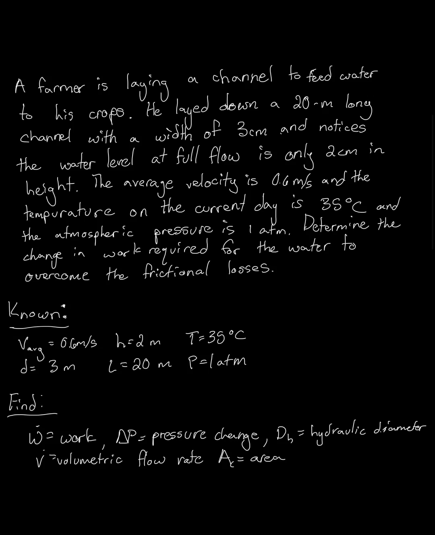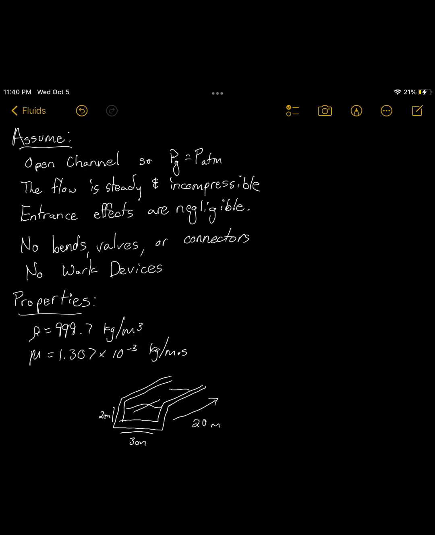So what we know is the velocity, the diameter or the width of it, the height, the length, the temperature, and the pressure. And we need to find overall the work, but the pressure change, hydraulic diameter, volumetric flow rate, and area are needed to solve for the work. We can assume the open channel, so the gauge pressure is equal to atmospheric. The flow is steady and incompressible.